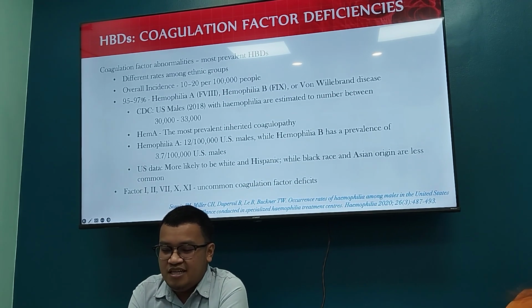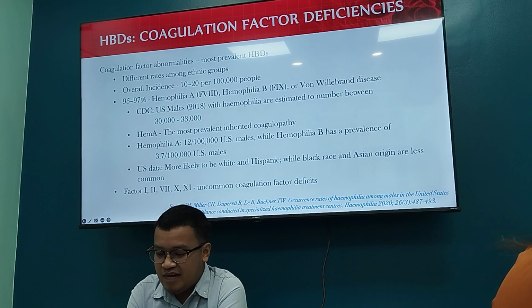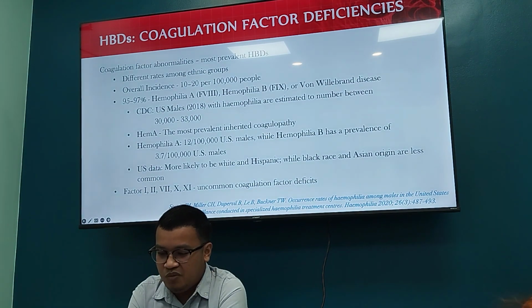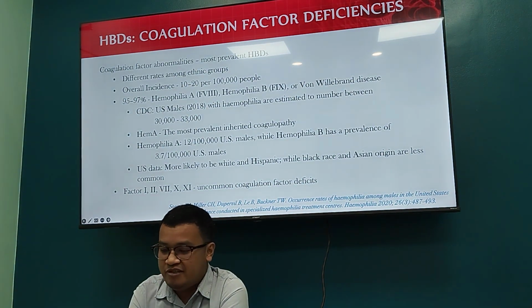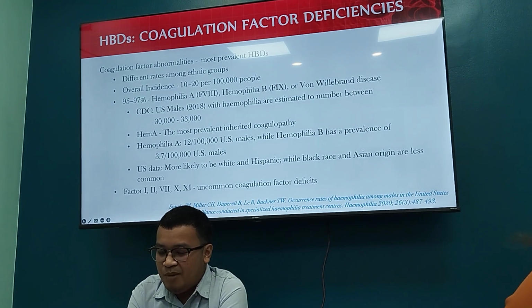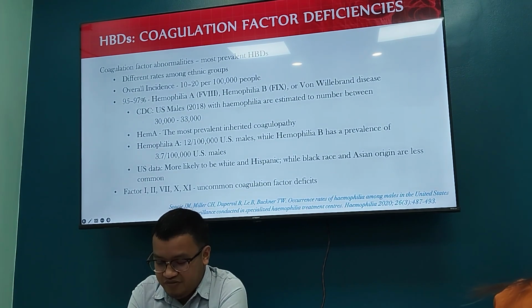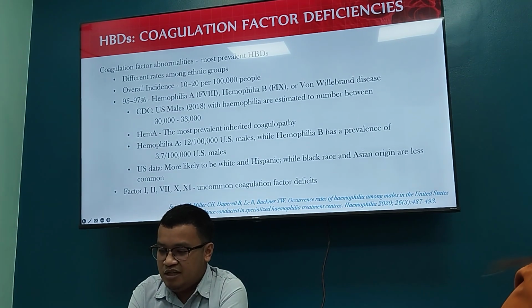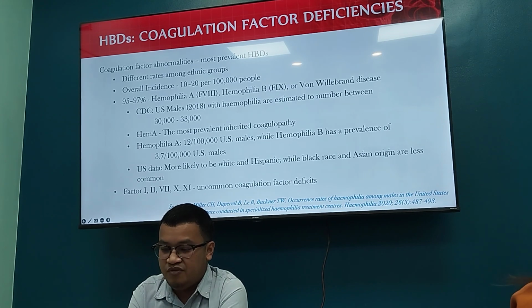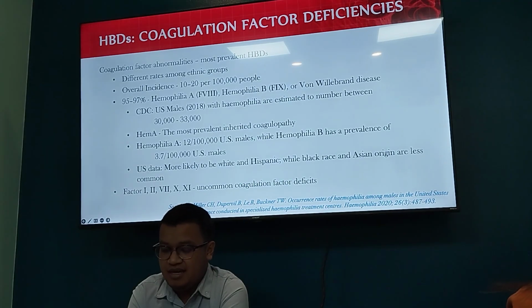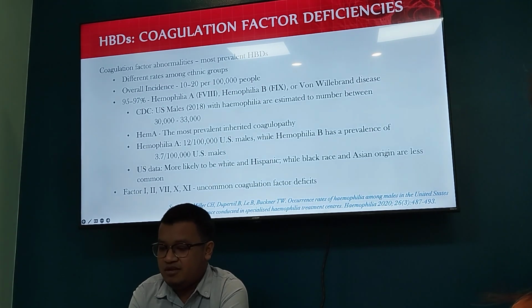The overall incidence of congenital coagulation abnormalities in the general population is low, around 10 to 20 per 100,000 people. About 95 to 97% of all coagulation abnormalities are caused by hemophilia A, that is factor VIII deficiency, hemophilia B, or factor IX deficiency, or von Willebrand disease. We'll discuss more of those in detail in a while.